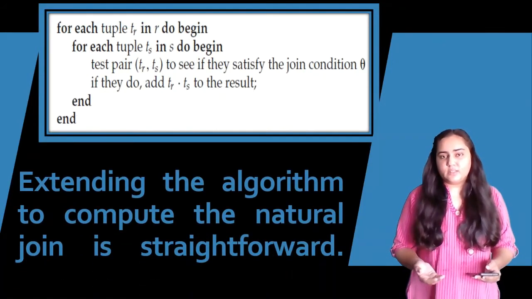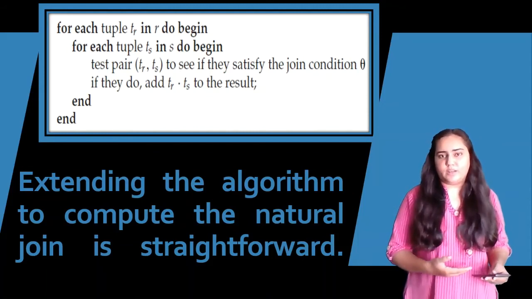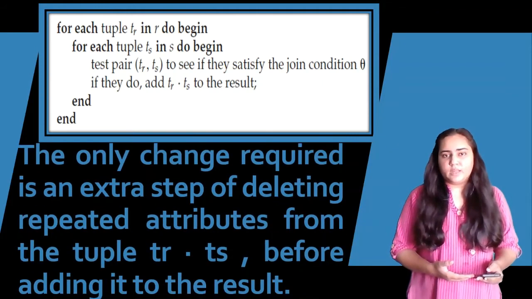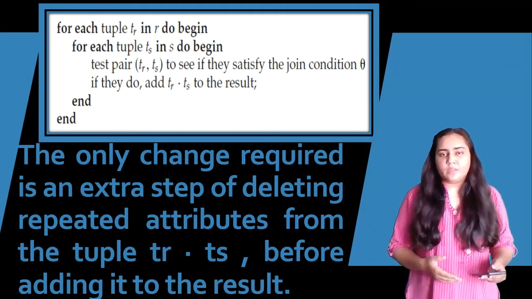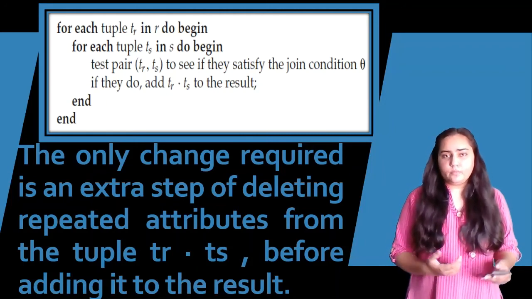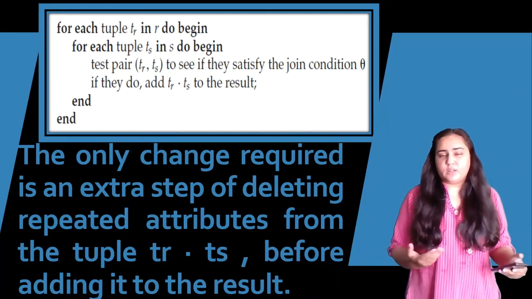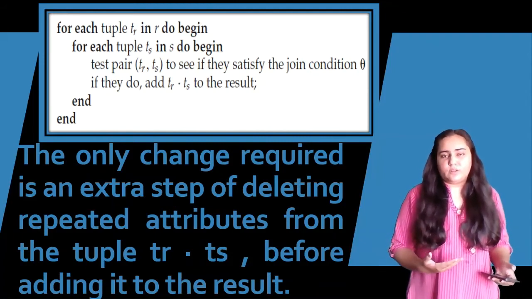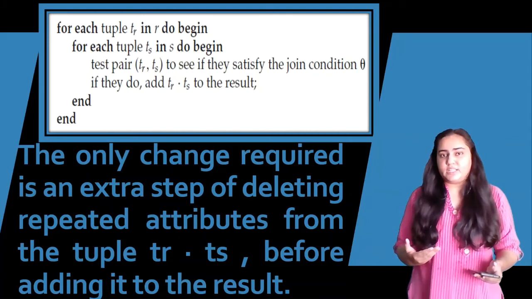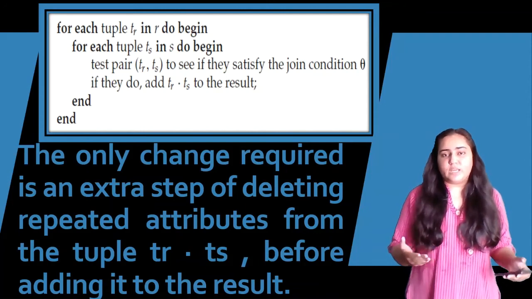And if you want to extend this algorithm to compute a natural join, it is pretty straightforward. We already did it a little while ago. All you need to do is add an extra step of deleting repeated attributes from the tuple tr.ts before adding it to the result. Because when we are performing a natural join, we expect to find a column in each table that has the same name. For example, you might have a column called ID in one table and a column called ID in another table, and you are trying to take a natural join based on the ID column.